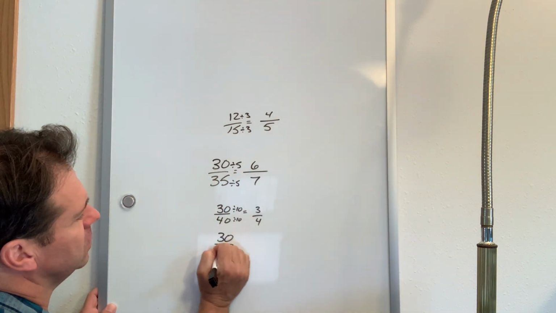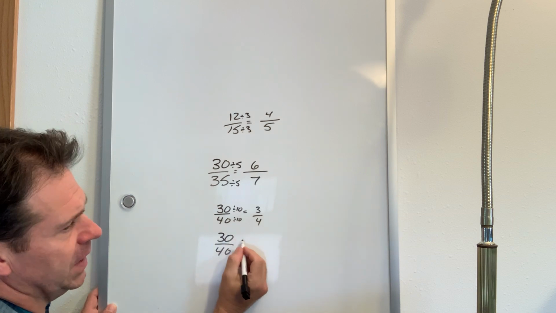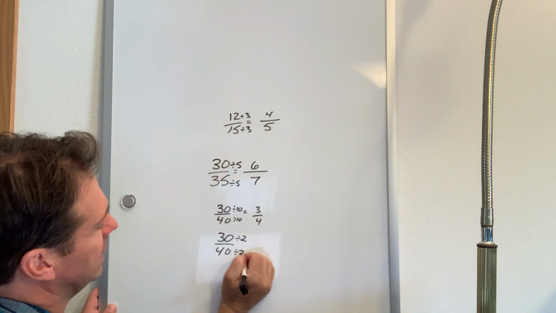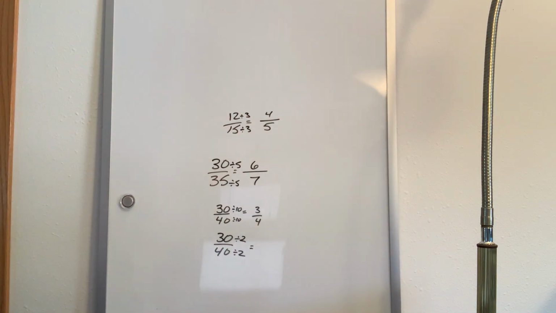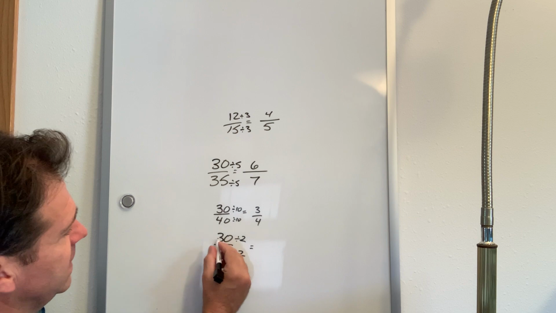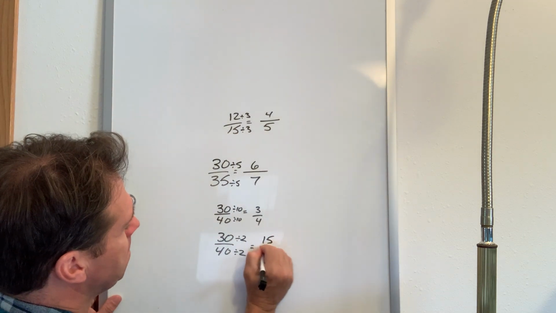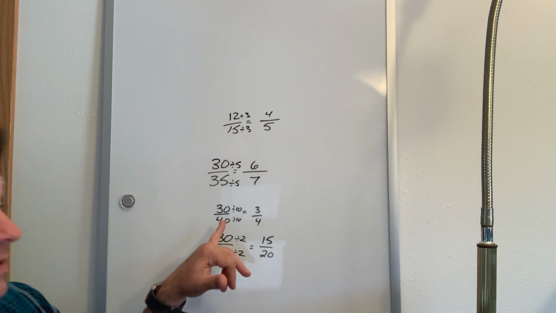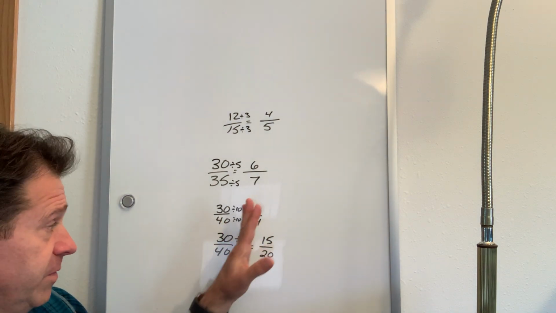Now, Sam's asking this question. Sam says, what if I picked 2? Isn't that an equivalent fraction? And yeah, it is. If I take 30 divided by 2 is 15, and 40 divided by 2 is 20. So yes, 15/20 is an equivalent fraction to this.